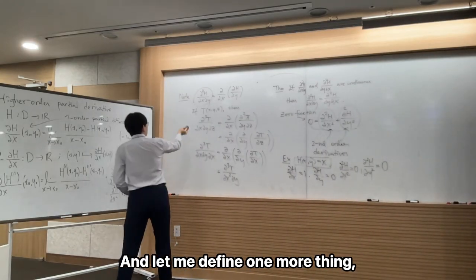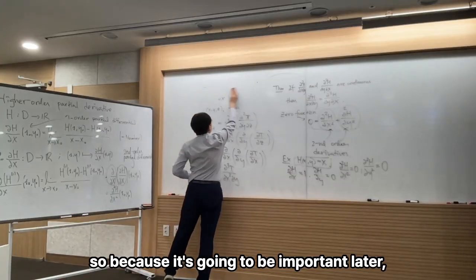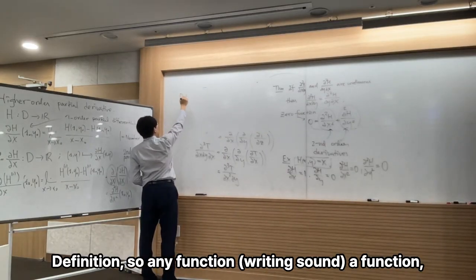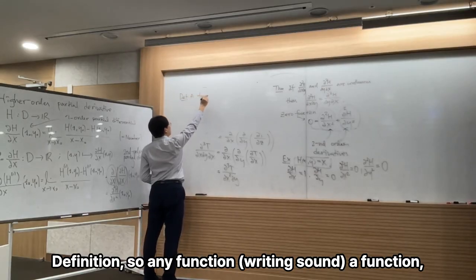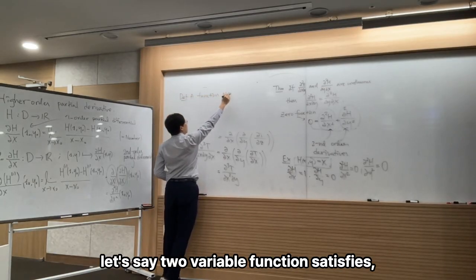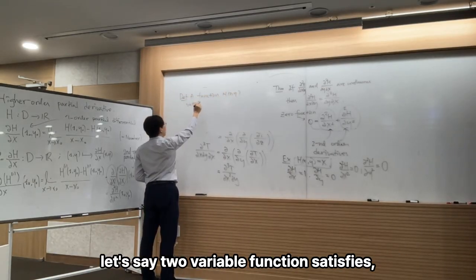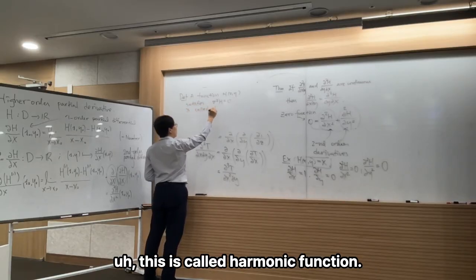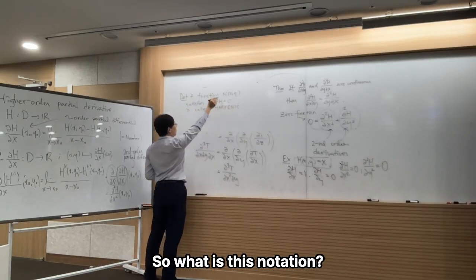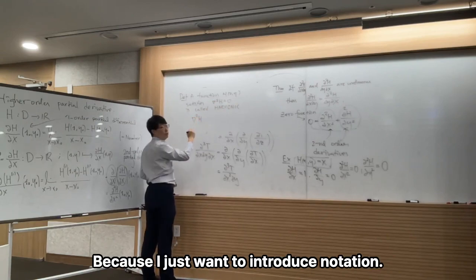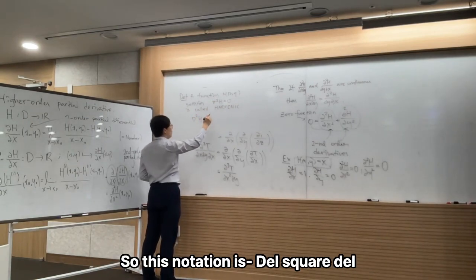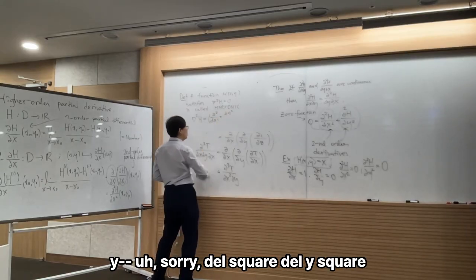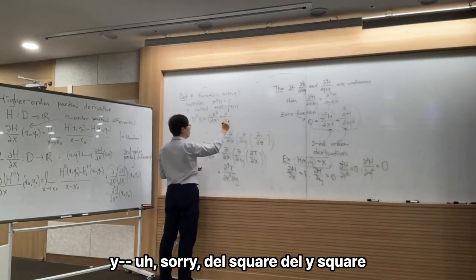And let me define one more thing, because it's going to be important later. So, definition: any function, let's say a two-variable function, that satisfies this is called a harmonic function. So what is this notation? Because I just want to introduce notation. This notation is del square del x square plus del square del y square h.